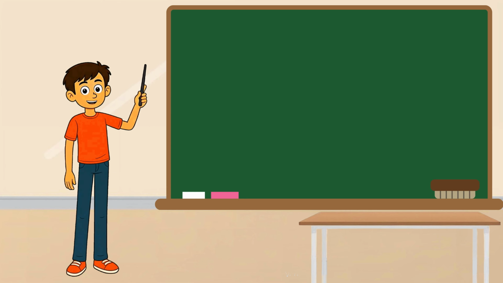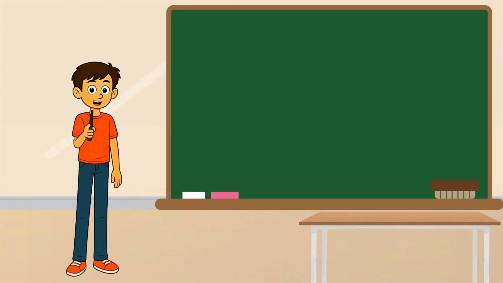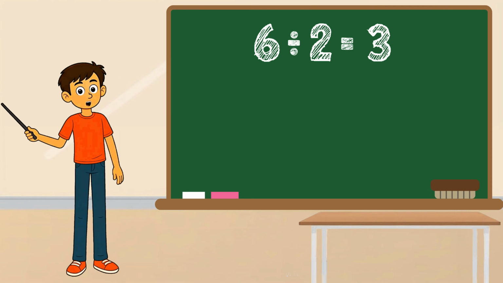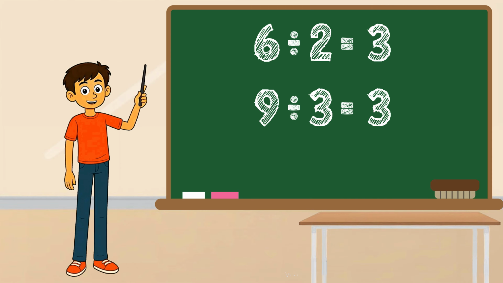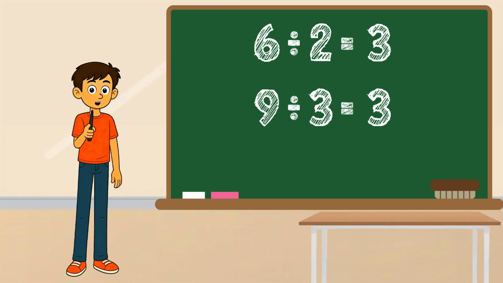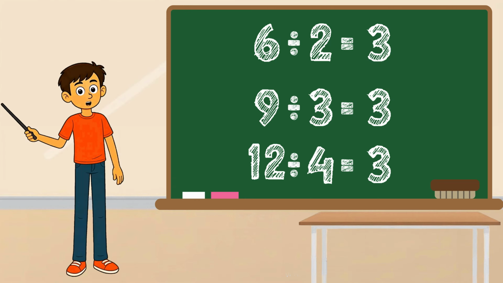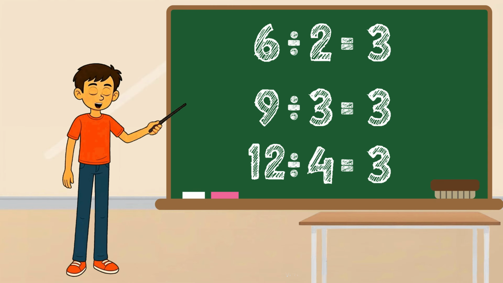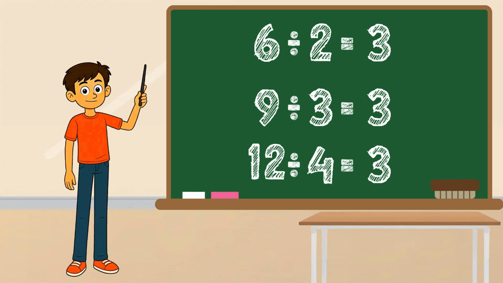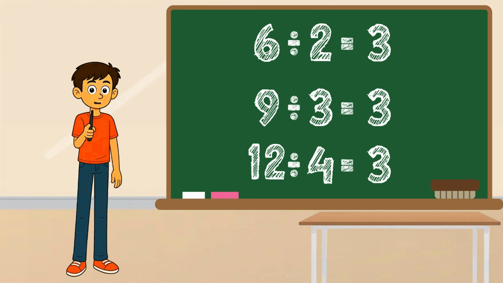Let's take a quick peek at the blackboard. We can write them all out. 6 divided by 2 equals 3. 9 divided by 3 equals 3. 12 divided by 4 equals 3. Look at that pattern. Now you're thinking like a real mathematician.